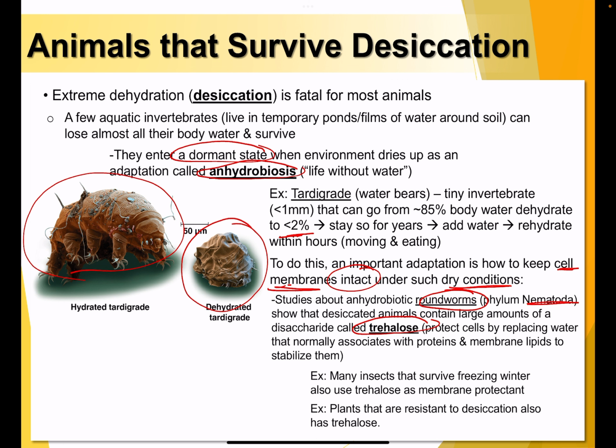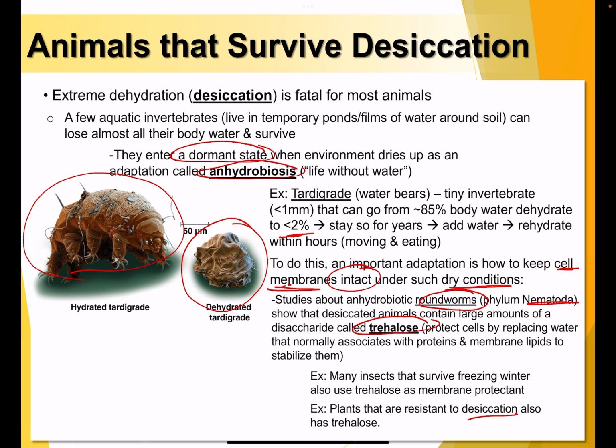On the same note, they also found that many insects that can survive freezing winters can also use trehalose as a membrane protectant. Remember the last time we talked about these water bears? We said that they can survive temperatures as low as -80 Celsius, which we said, oh my goodness, that is crazy. And so that's another reason why these water bears can survive in such freezing temperatures, probably because they have trehalose. And then plants that are resistant to desiccation have also been found to have trehalose.